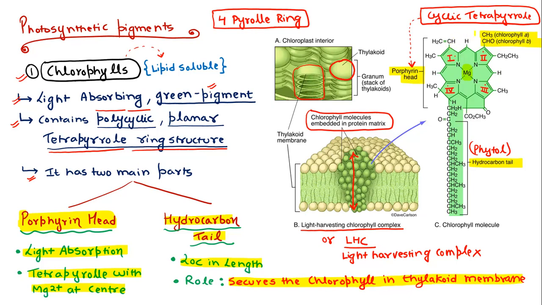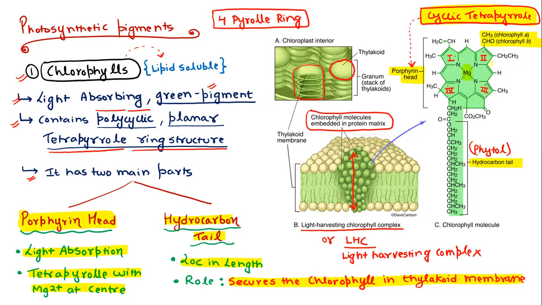One thing is for sure: if somebody asks you in the examination which of the two parts is actually a cyclic tetrapyrrole, it is visible to us that the porphyrin head is a cyclic tetrapyrrole. On the other hand, the hydrocarbon tail is just a linear molecule, which helps in securing the position of the chlorophyll molecule within the thylakoid membrane.